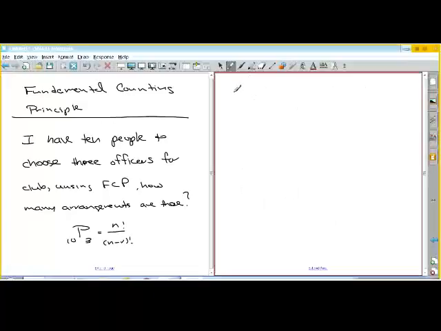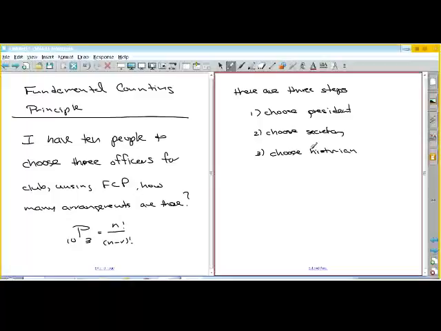But using the fundamental counting principle, what I would say is there are 3 steps. 1, choose president. 2, choose secretary, whatever the officers are. I didn't say what they were in the problem statement, but 3, choose historian, just to be different. We're not dealing with money. So those are the steps.